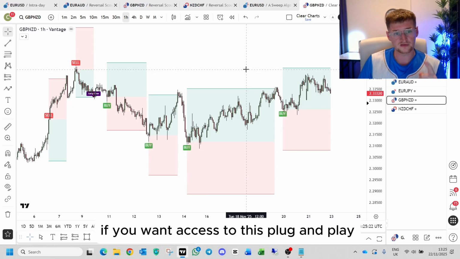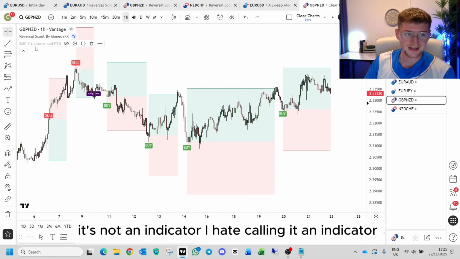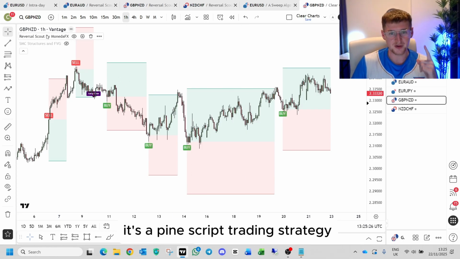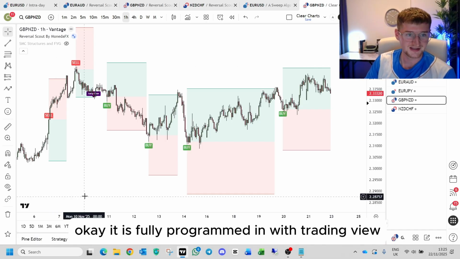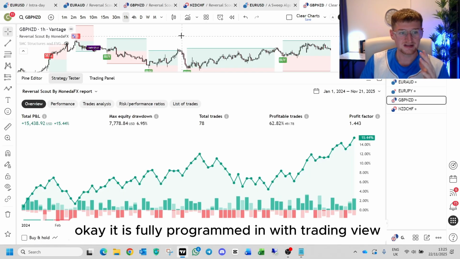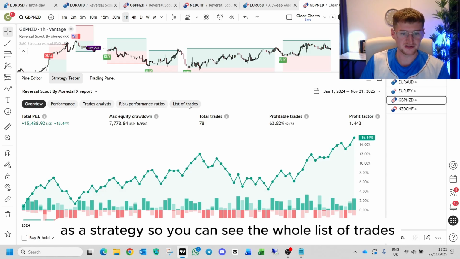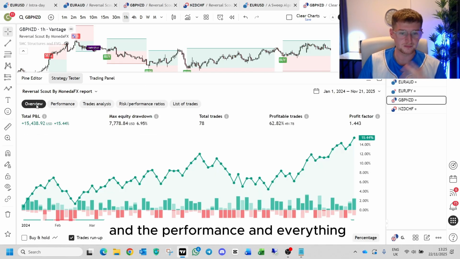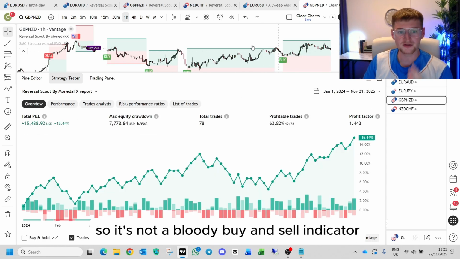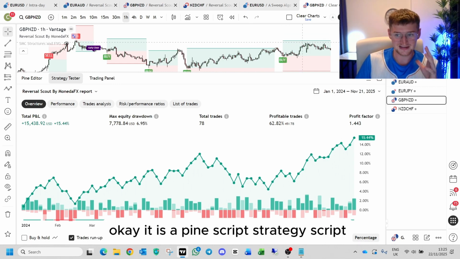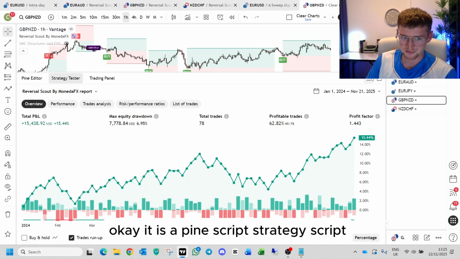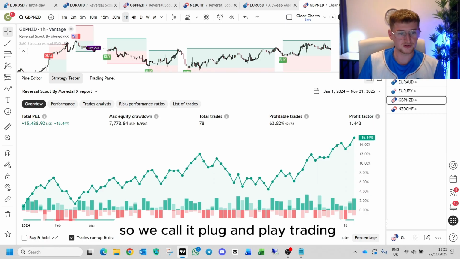If you want access to this plug and play, it's not an indicator. I hate calling it an indicator. It's a Pine Script trading strategy, okay? It is fully programmed in with TradingView as a strategy. So you can see the whole list of trades and the performance and everything. So it's not a bloody buy and sell indicator, okay? It is a Pine Script strategy script, but that's a bit of a mouthful. So we call it plug and play trading.